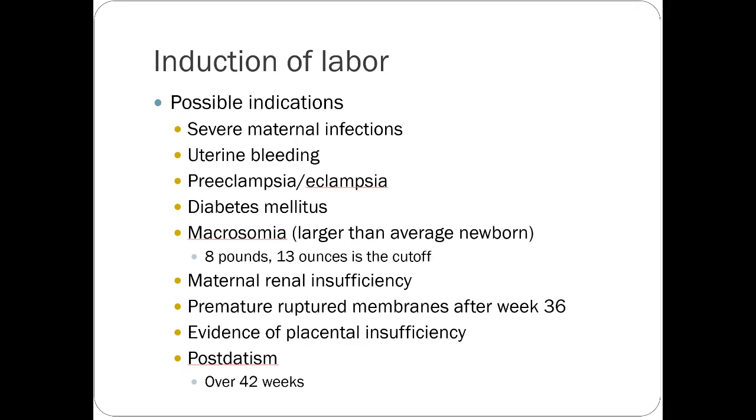Okay, so if we want to induce labor, possible indications are severe maternal infections, uterine bleeding, preeclampsia, diabetes, macrosomia, so they know that the child seems to be measuring large, which the science behind how they measure that has always baffled me a little bit. But also maternal renal insufficiency, premature ruptured membranes after week 36, evidence of placental insufficiency, or over 42 weeks pregnant.